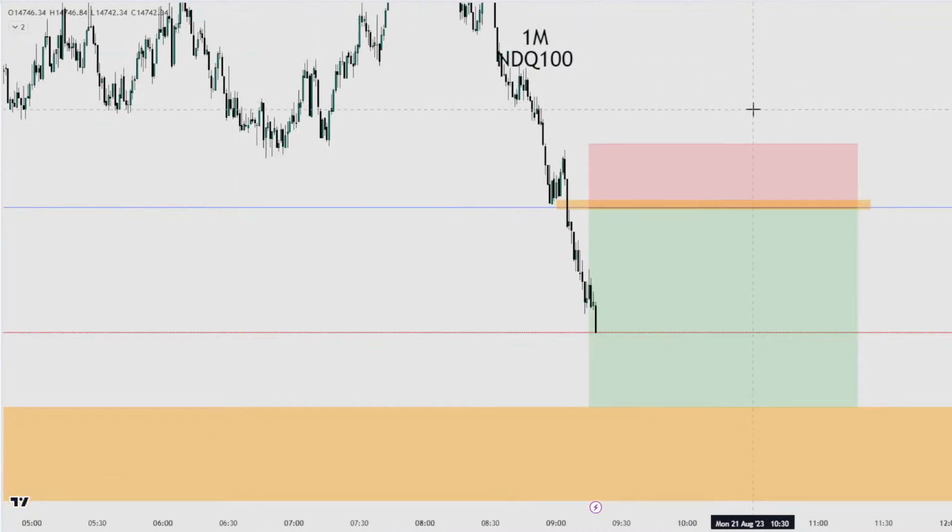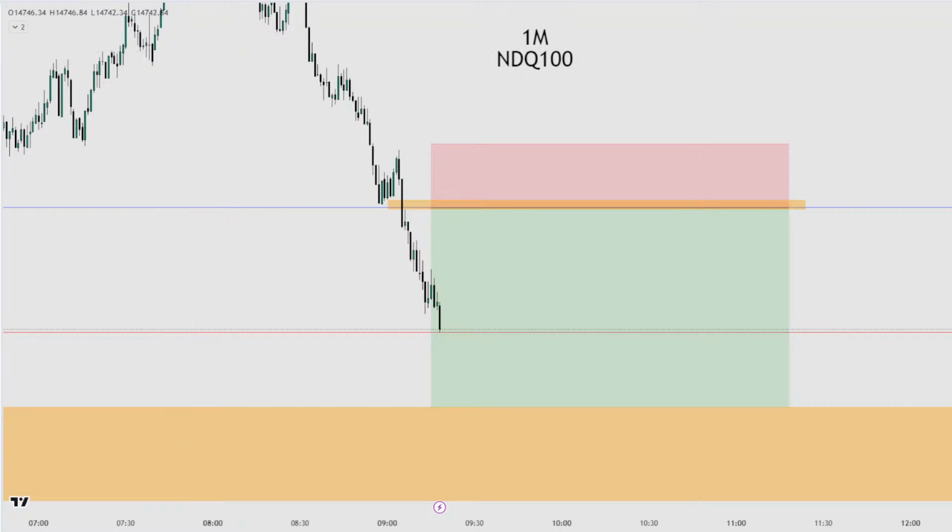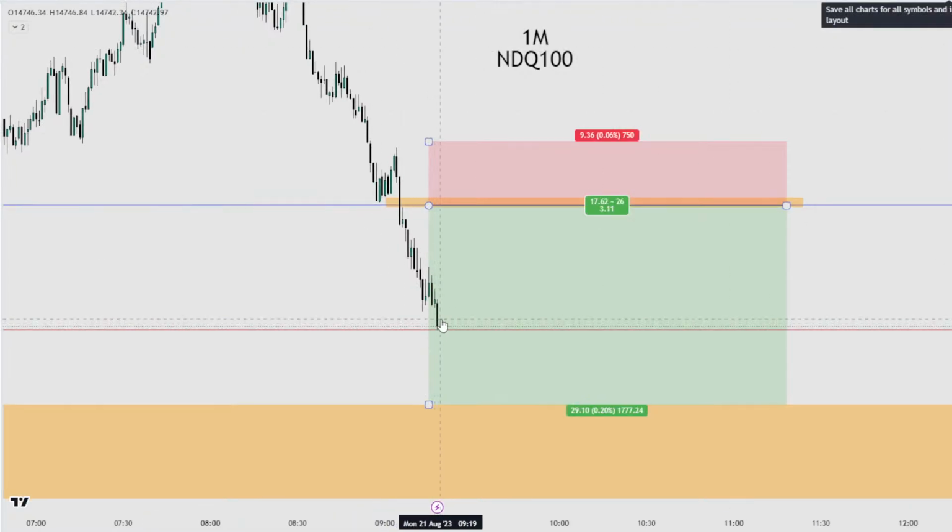Let's give us something good, Nasdaq. We want something good, like a fair value gap and then more displacement. That would be nice. Very nice.